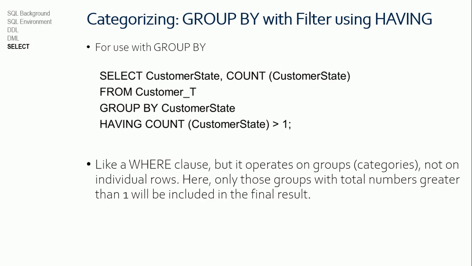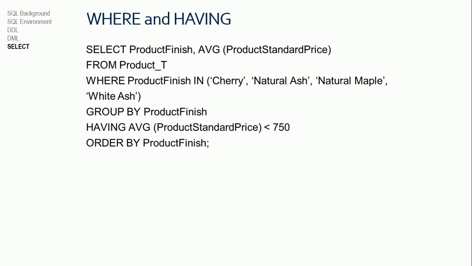So maybe if we only want to show the states that have lots of customers, we could do that. Or only states that have a few customers, we could use less than. You can do this with money, right? Show me the average where it's greater than 50 or something like that, right? So you can do some interesting things with that.